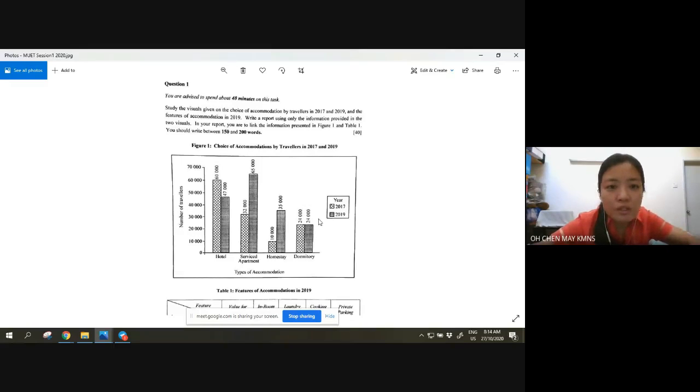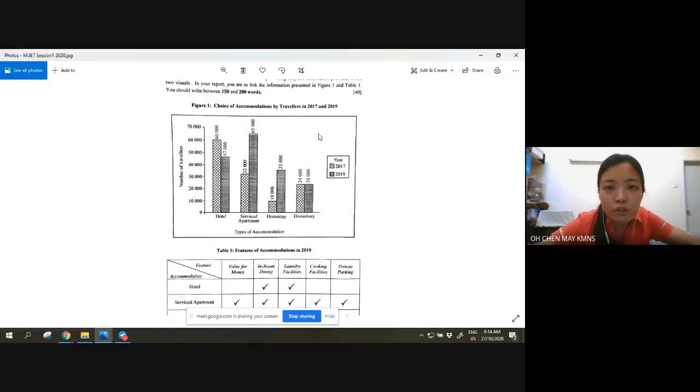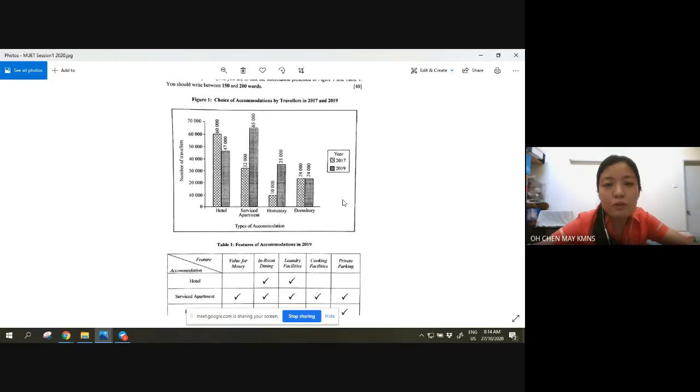So these are the two things that are given to you. The first one is the choice of accommodation. The second one is the features of accommodation. All right, so the first thing that you must always do is to write what? The title, isn't it? So right now on the pieces of paper in front of you, I want you to write down the title for your analysis. This one I hope you haven't forgotten.